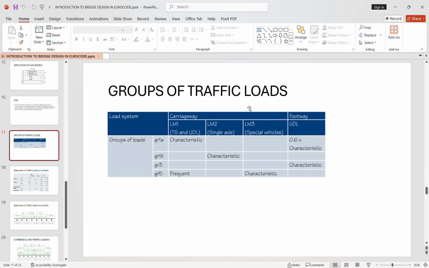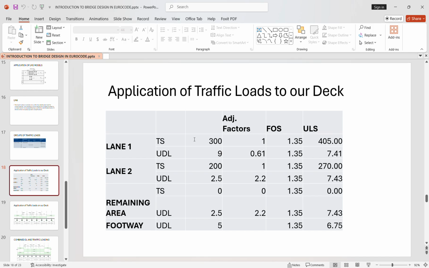So these are the groups of traffic loading which we usually consider in design. As you can see, we mostly use group 5, which is usually sufficient for our ultimate limit state. For group 5, we consider load model 1, frequent loading, and load model 3, characteristic loading. Now, application of traffic loads to our deck.